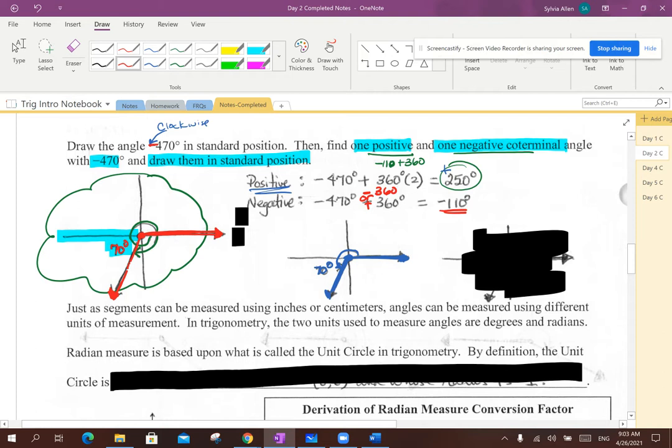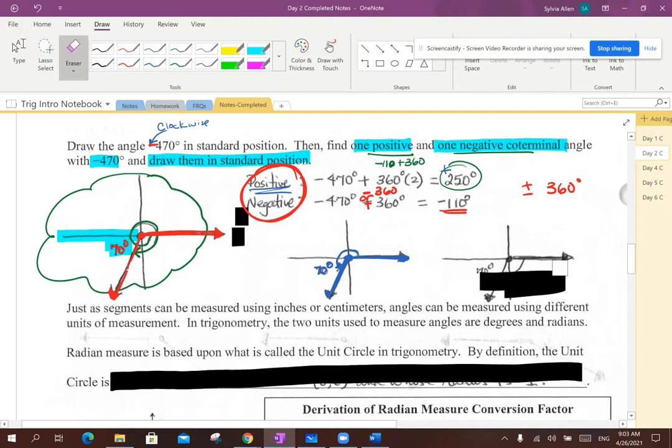So sometimes you're either going to have to add or subtract 360 degrees to find positive and negative coterminal angles. So if I were to draw my negative 110 degrees, again, the first thing I draw is the positive x-axis. Negative 110 is slightly more than negative 90, which means I'm here. I'm going this direction, and I know that it's a 70-degree reference angle.